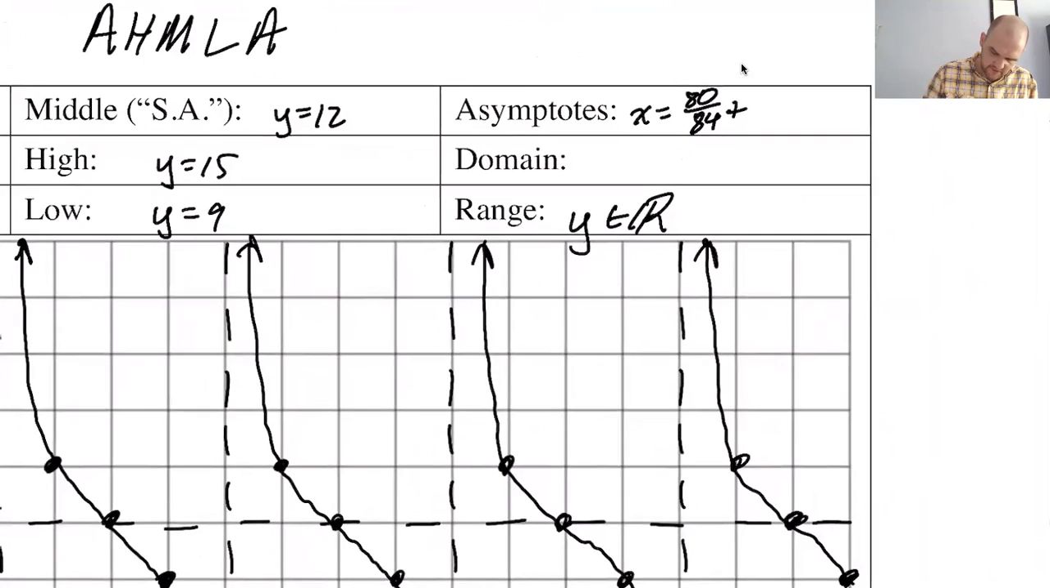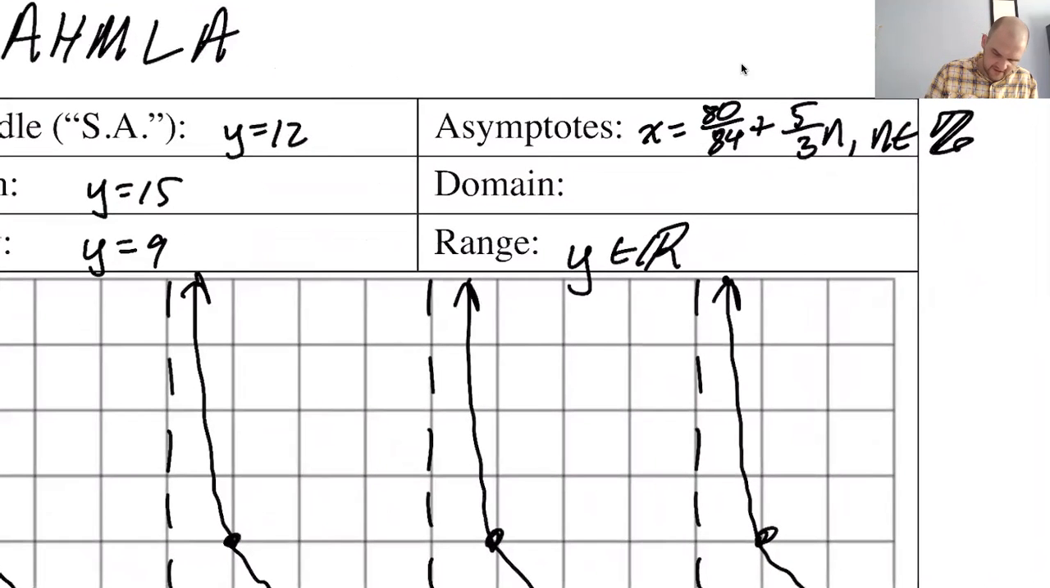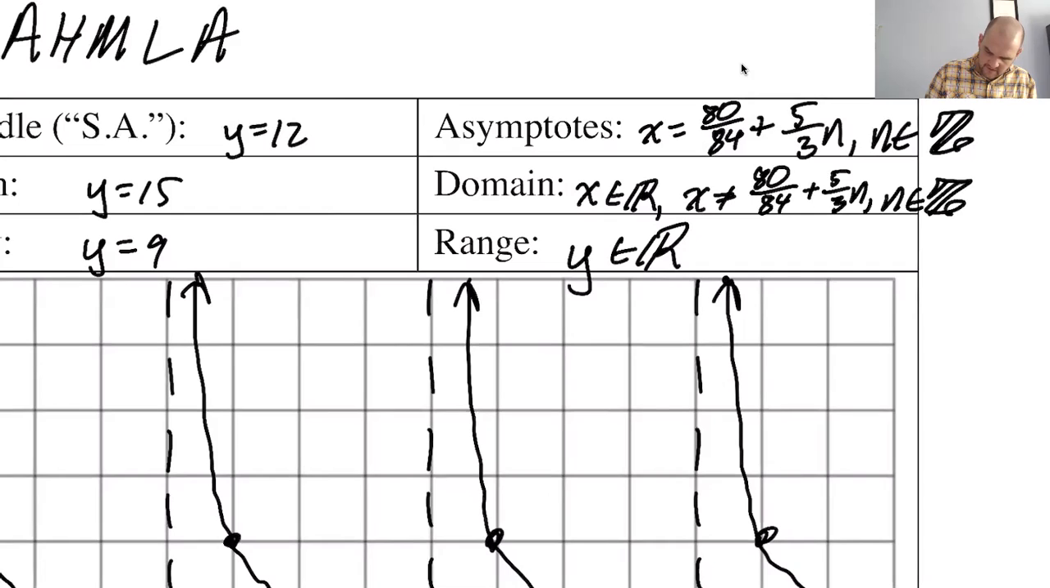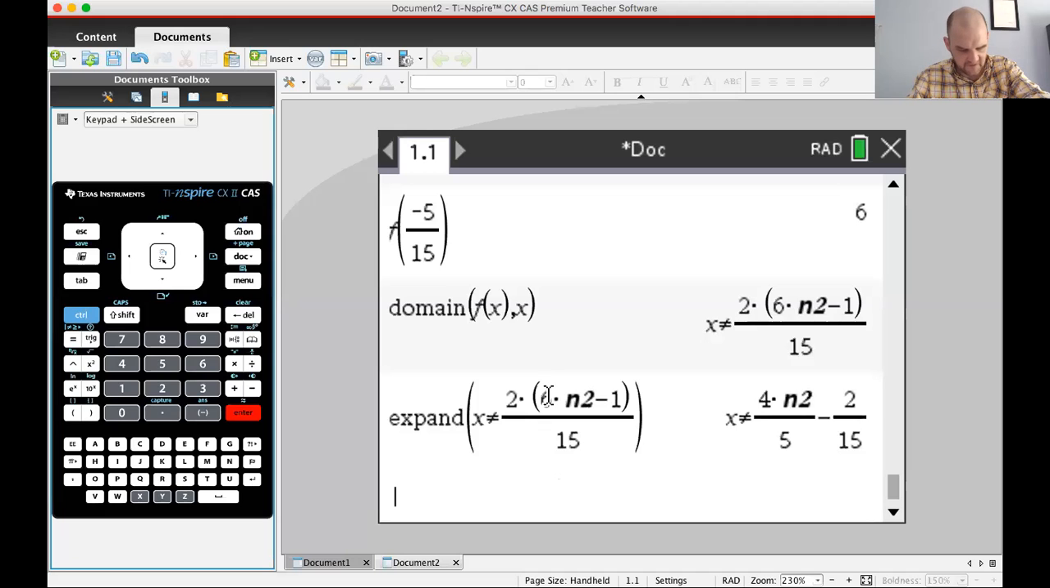Cool. All right. So plus, I'm actually just going to write 5/3 n, where n is an element of the integers. And then our domain is everything except that. X is an element of the reals. X is not 80 over 84 plus 5/3 n, where n is an element of the integers. All right, so I think that looks good. I mean, I'm gonna go check it on the calculator because I feel like it's irresponsible to not check, but I'm feeling pretty good about it.